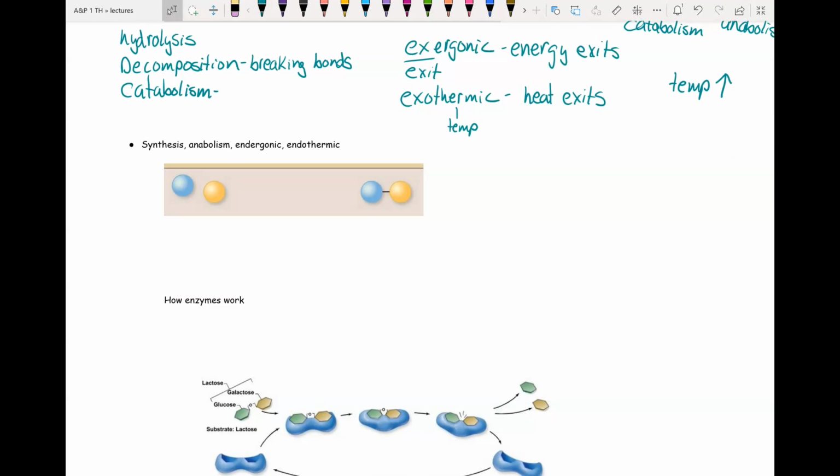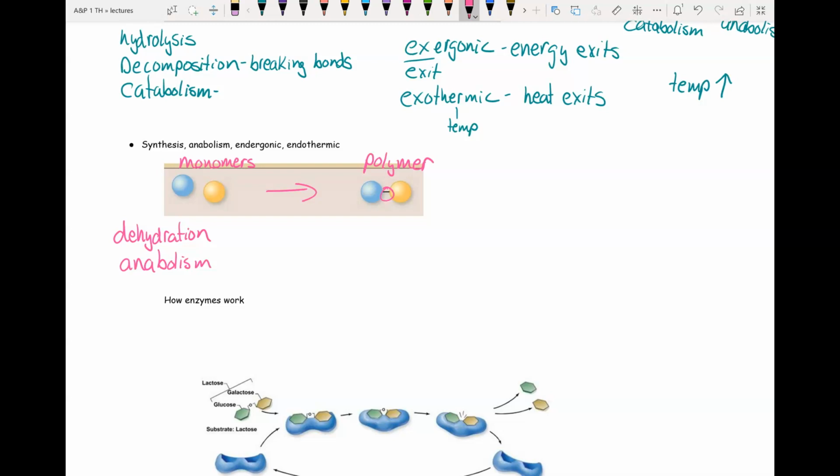Then the other side of this, we have synthesis reactions. So you already learned in the You Are What You Eat lesson about dehydration synthesis. Anabolism, remember, is the other type of metabolism. So this refers to it happening in the body. And here we have our monomers that we're starting with, and we are building a bond. So we end up with a polymer, and there is the new bond that we just made.